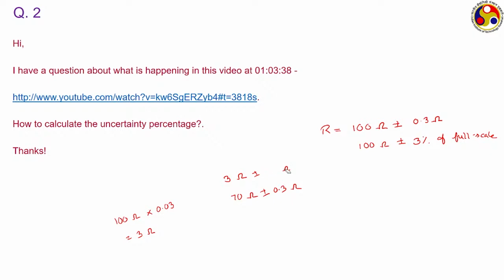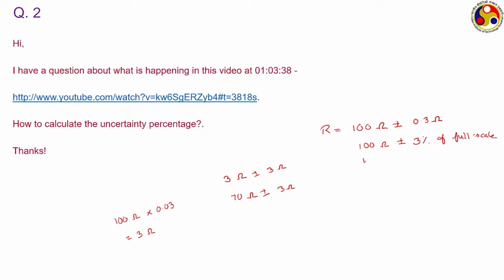So if we go back to the previous two examples, when you are measuring 3 ohm, there is still the possibility of having plus minus 3 ohm of error. Similarly, when you are measuring 70 ohm, there is again the possibility of plus minus 3 ohm of error. This is one way of having uncertainty percentage.